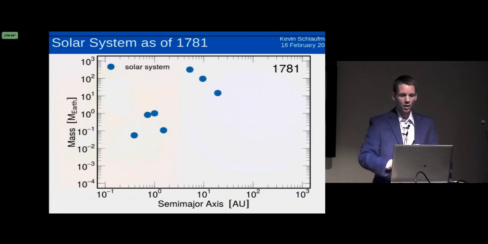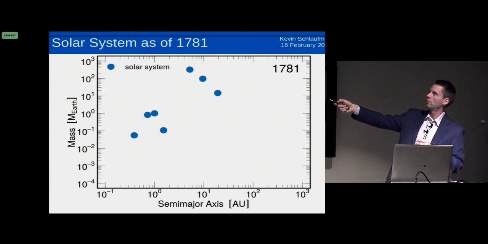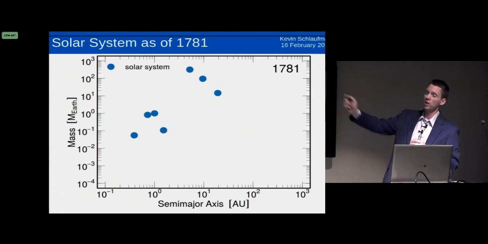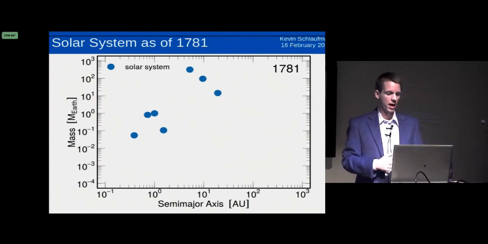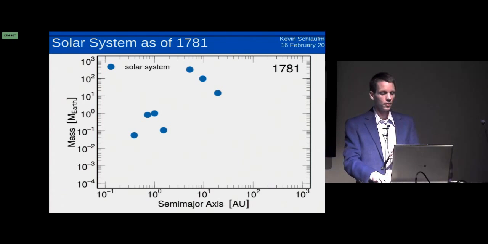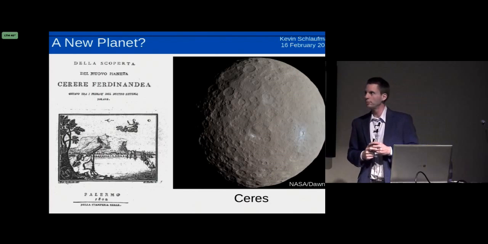So now if I plot the location of Uranus in the diagram I showed before, that's where it is, and it more or less fits the pattern. It's a massive thing, significantly more massive than terrestrial planets. So it seems like it fits what was known with Jupiter and Saturn. The next discovery, though, didn't fit the pattern.